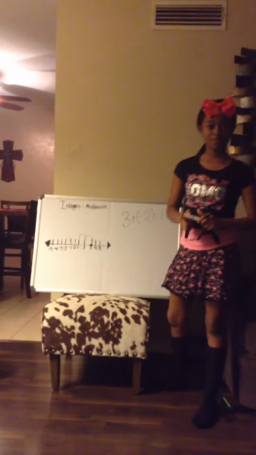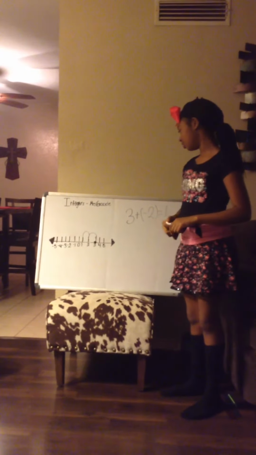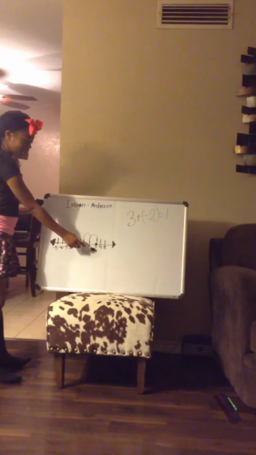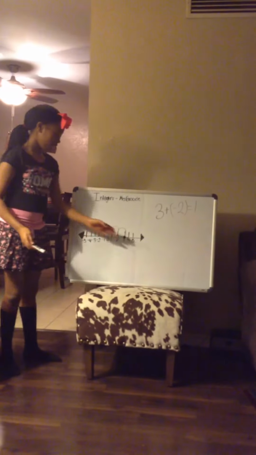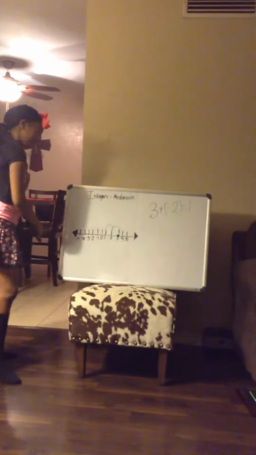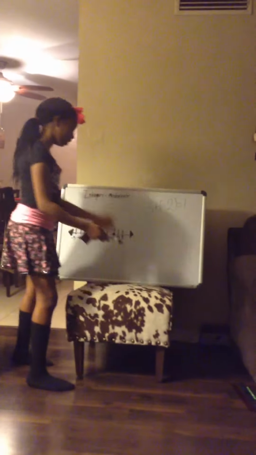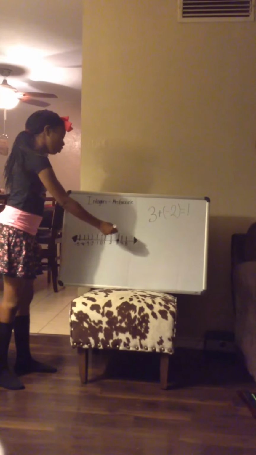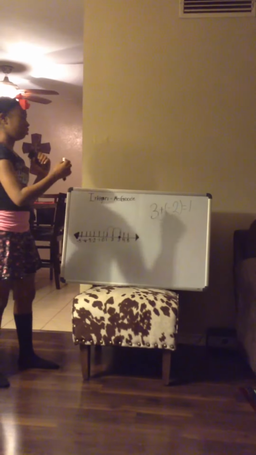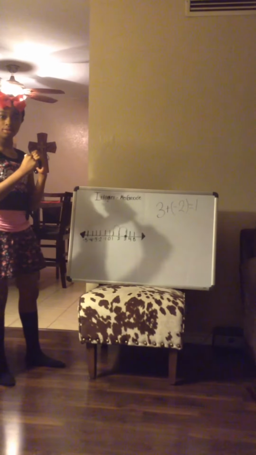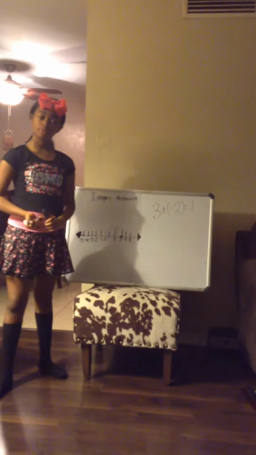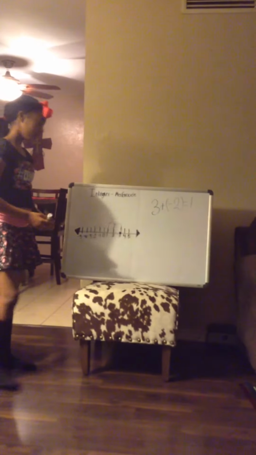Yes, Tom? I don't understand why you move from the 3 backwards. I did that because we started at +3, and the -2 is on the left side of the 0, and the +3 is on the right side. So once you start from +3, you have to move 2 spaces to the left to show that you're moving towards the negative side. Oh, so if it was 3 plus 2, we would have moved to the right side? Correct. Oh, okay, I get it. Anyone else have any questions?